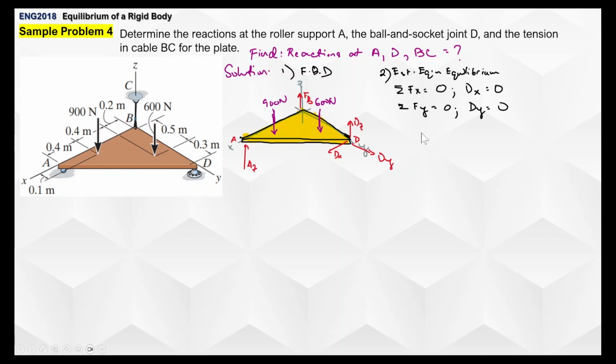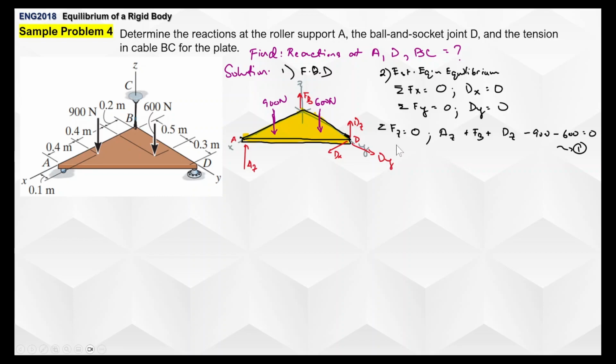Okay. So next up is, of course, the z-axis. With the z-axis, there's a lot of forces. We have az, we have dz, we have fb, 900 and 600. So it's going to be az plus fb plus dz minus 900 minus 600 equals 0. That will be our equation 1.